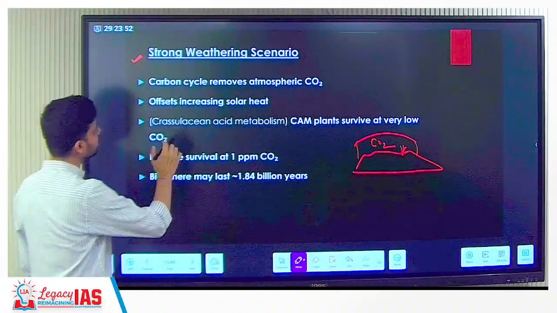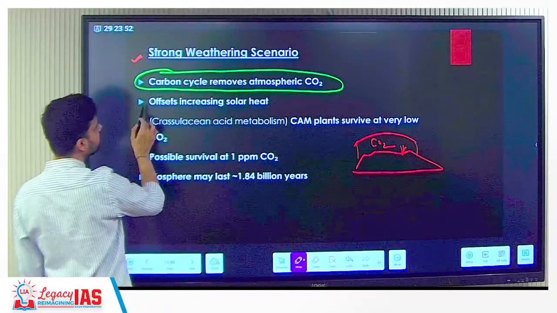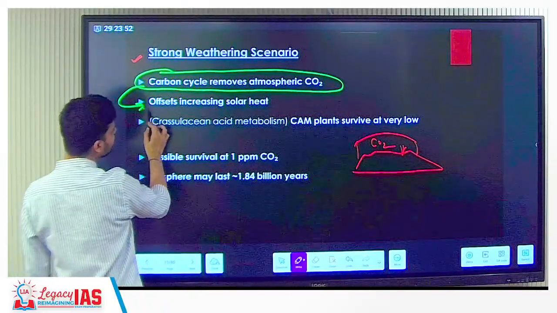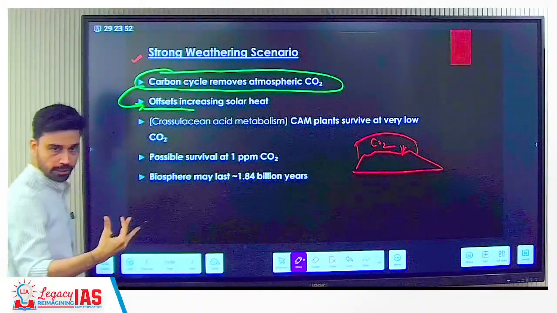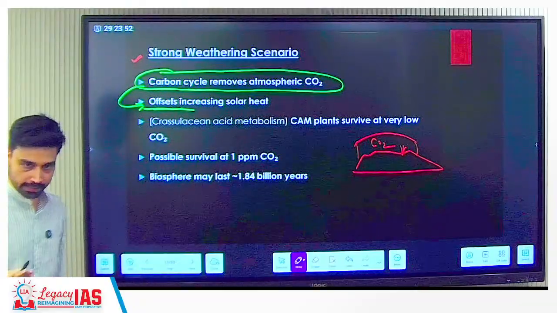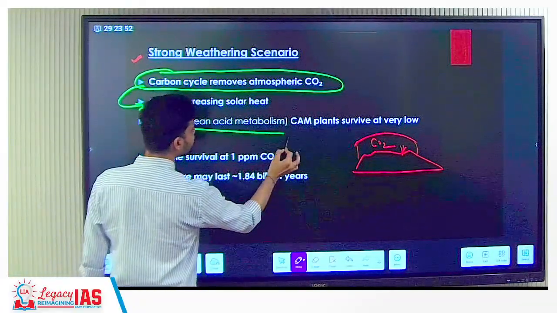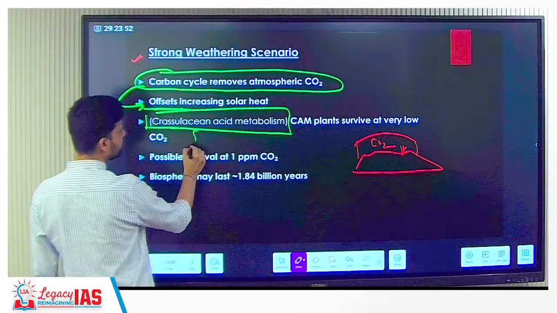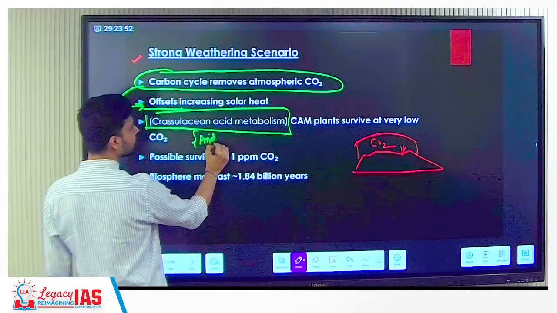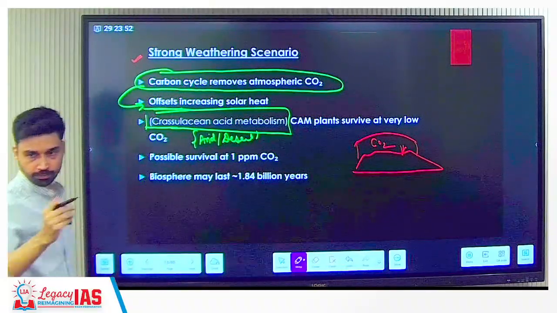So that's what they are saying: if the carbon cycle is able to remove atmospheric carbon dioxide, to some extent what would it do? Offset the increasing solar heat. That means the duration for which plants can live can be extended. So based on that, they take the example of crassulacean acid metabolism, CAM-based plants. They are the plants which grow in arid areas. Okay, arid natural vegetation we have completed, right? Xerophytic vegetation we have discussed.